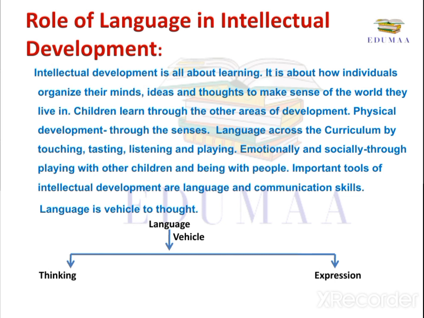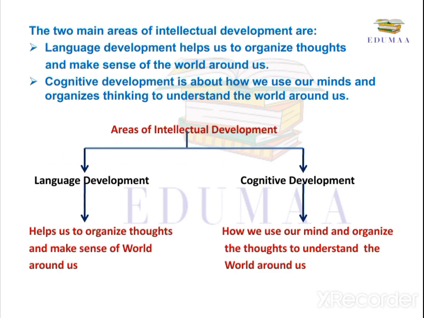Important tools of intellectual development are language and communication skills. Language is a vehicle to thought. Here you can see the diagram: language, vehicle to thinking and expression. The two main areas of intellectual development are language development, which helps us to organize thoughts and make sense of the world around us. Next is cognitive development. It is about how we use our minds and organize thinking to understand the world around us.